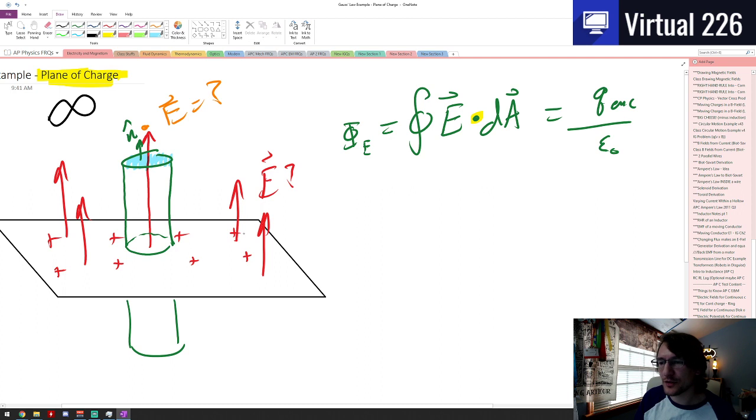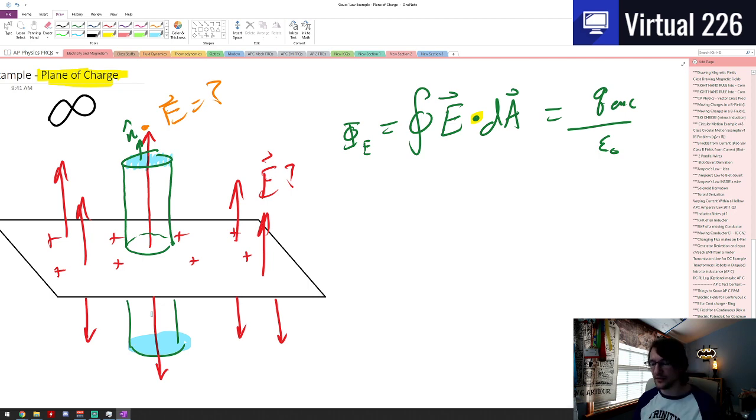The way I've drawn this here, it looks like the E field's only going up. That's not exactly true. The E field's also going down, which means that it's going down through the bottom of the cylinder. And remember, there's another area down here. So we're going to catch the flux going through the top and the bottom of the cylinder. It'll be the same amount, but it's going to be twice as much.